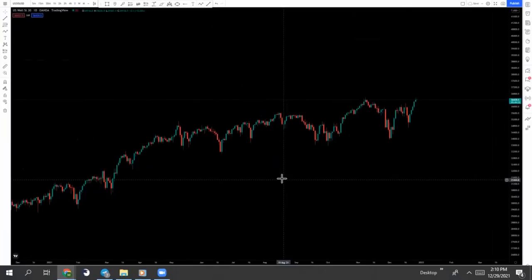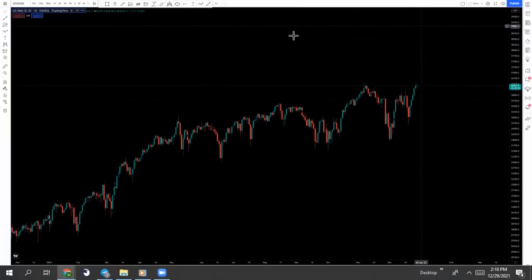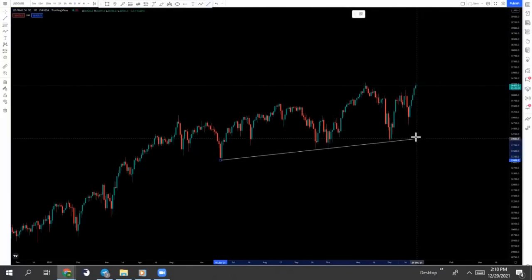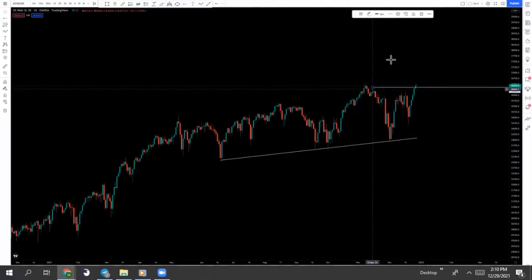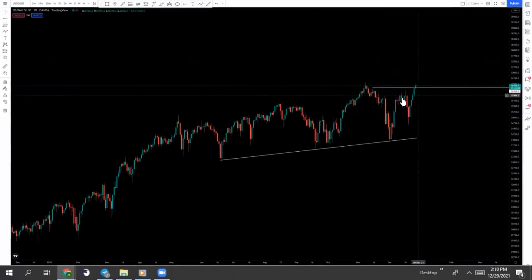It's the possibility versus the probability. Let me show you an example. This is US 30. You can see we had 1, 2, 3. On the third touch, what did the market do? Didn't the market buy? Yes, it bought. Now we have this level where we thought it was going to be a double top. Price did what?